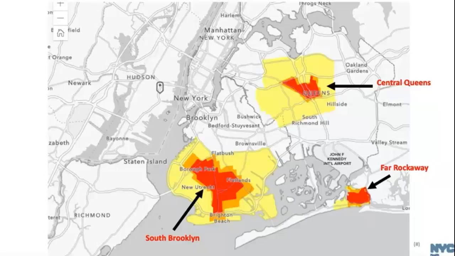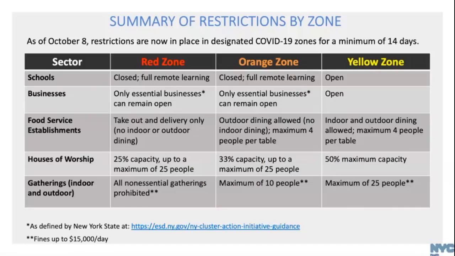So for the red zone, schools, actually for the red and orange zones, I'm not sure. Yeah, for the red and orange zones, schools are closed. Yellow zone schools are open, but there are testing requirements for those schools. In terms of businesses, in the red and orange zone, only essential businesses can remain open, and there's a definition of essential business available at the website on the bottom of the slide. In the yellow zone, all businesses are open.